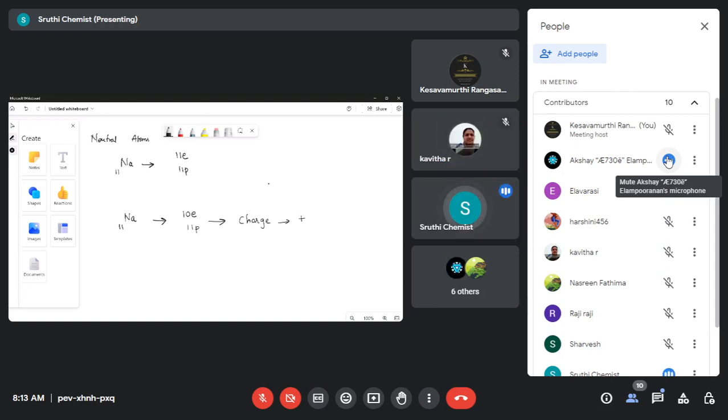Very good. Plus 1. That is Na plus 1. Why are we writing Na plus 1? Why is it a plus 1 charge? Because it's a cation and it lost an electron, so it's positive. Very good. It is a cation.